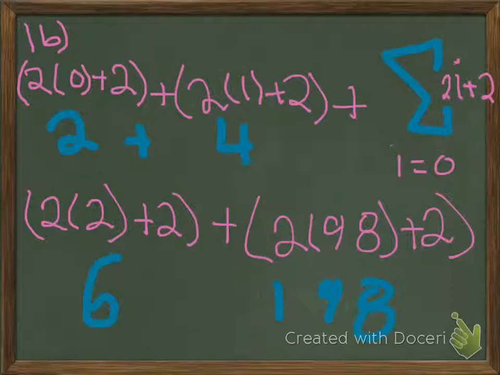1B. Complete the missing parts. Also represent the sum in summation notation. So, what you do here for my summation notation, which is right here, I put i equals 0 and 2i plus 2. So what I did is I went 2 parentheses 0 parentheses plus 2, then 2 parentheses 1 parentheses plus 2, which gets you 2 plus 4. Then you take 2 times 2 plus 2, which is 6. And then you do 2 times 98 plus 2, which is 198.